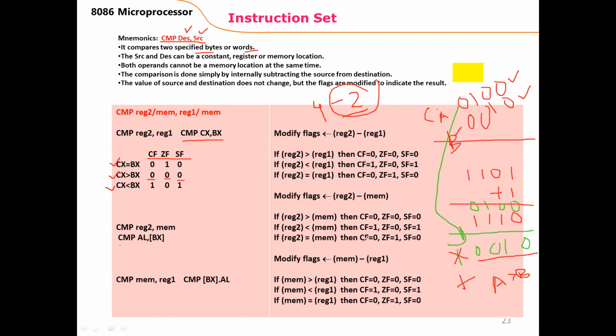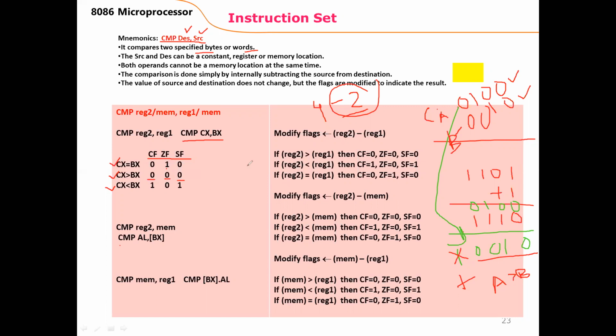So finally what will be the case? Carry flag will be 0, sign flag will be 0 because result is positive, and zero flag is 0. Zero flag will be set only when both numbers are the same. Only in that condition result will be 0. If both the numbers are the same, then result will be 0, then zero flag will be set. Otherwise, in these two conditions, zero flag will be reset only.